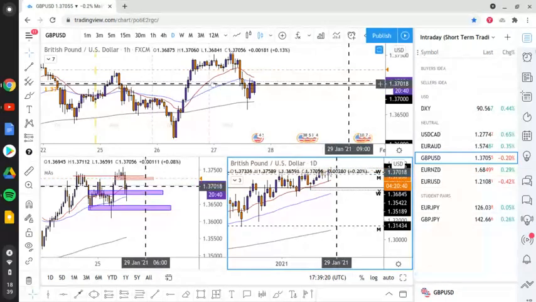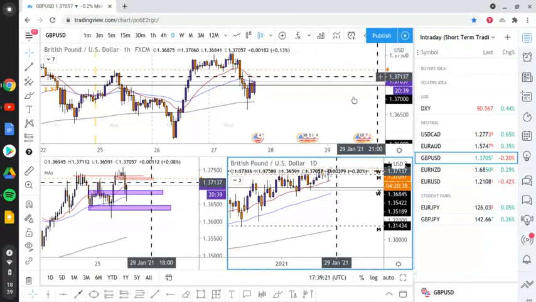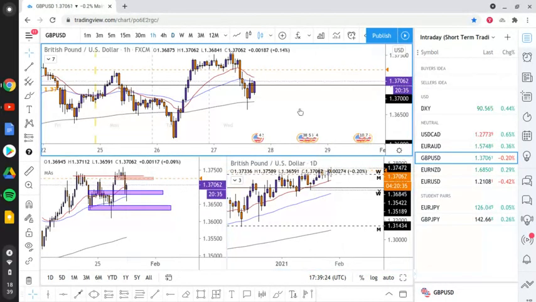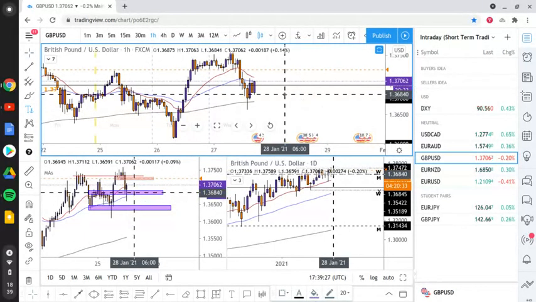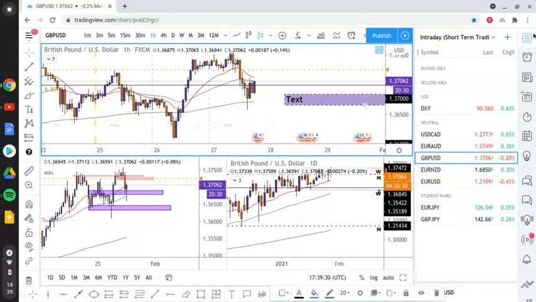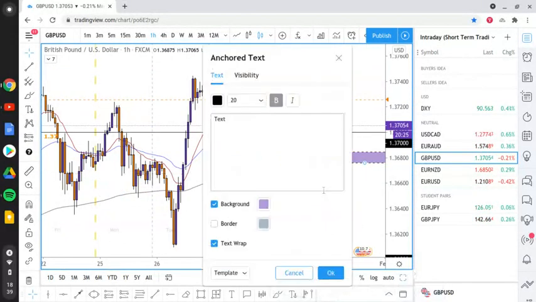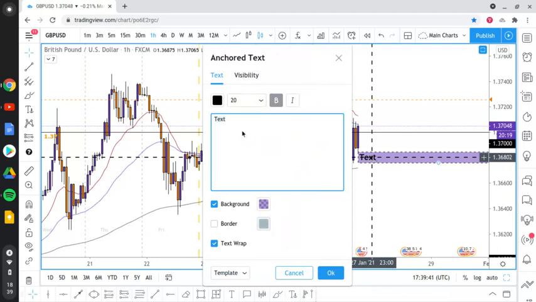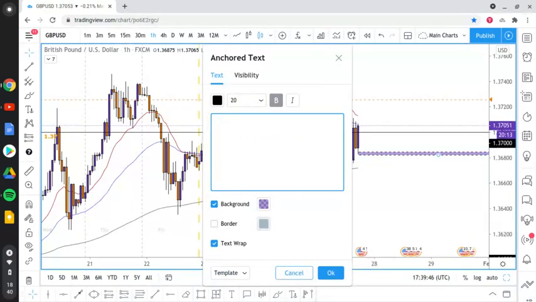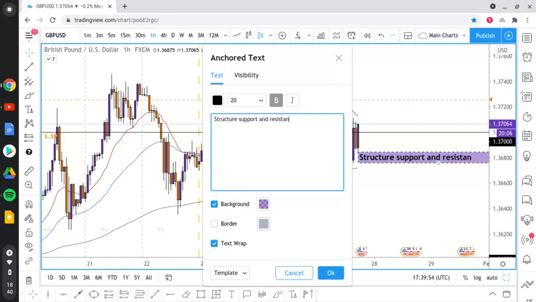Let's just hash it out now. I'll just use anchor text. I'm going to write out what key levels are in my eyes. What are they? So there is structure levels: structure, support, and resistance.